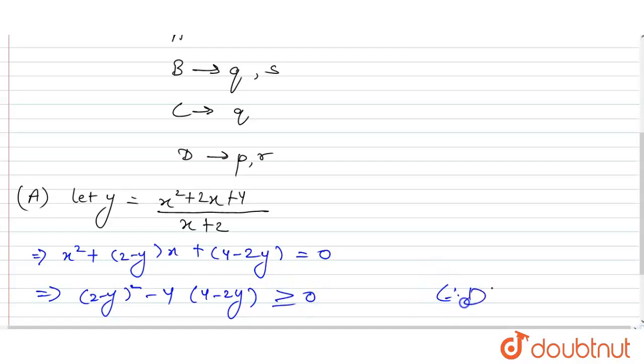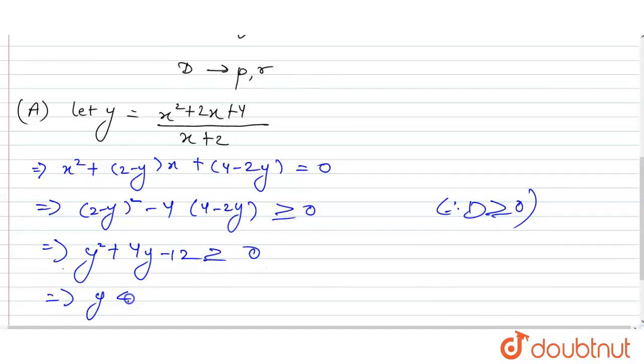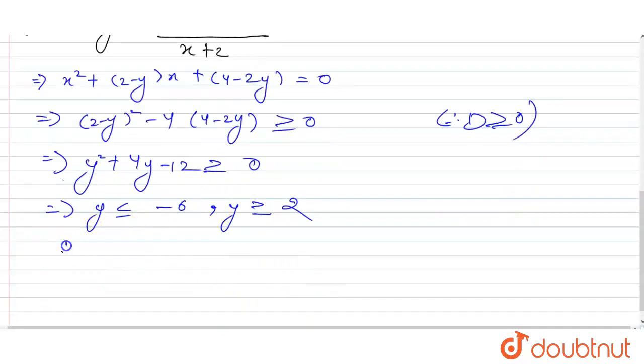So here will be y square plus 4y minus 12, and here we have the values of y as minus 6 and 2. So we can't take the negative value, therefore the minimum value of y is 2, right? Similarly we will do the second, B part also.